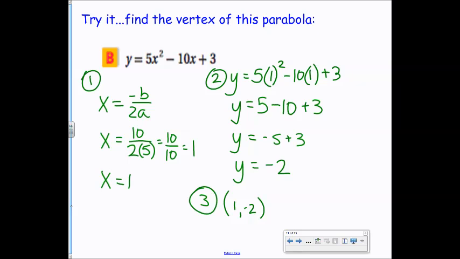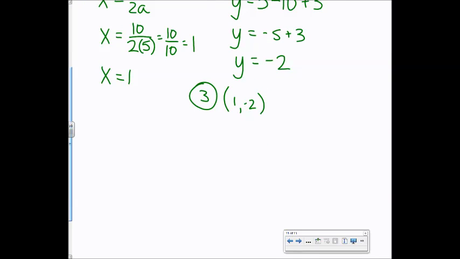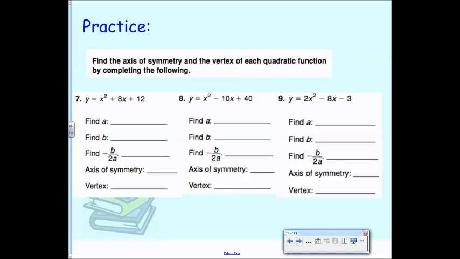Okay. All right, go ahead and try these. So these are all written out for you in break it down steps. So find A, find B. If you don't want to write them down like that, that's fine. Just do the 3 parts that you have to do. So find the axis of symmetry, plug it in to find the vertex. Okay, go try them at your boards. Do at least 2 of them.